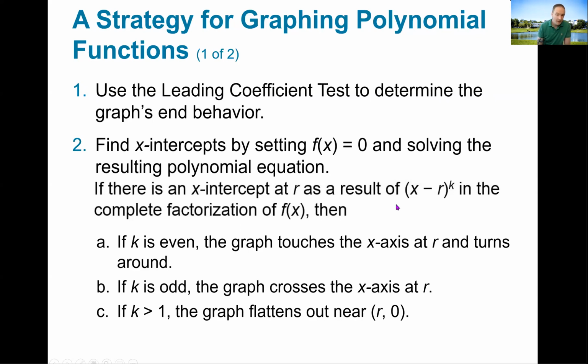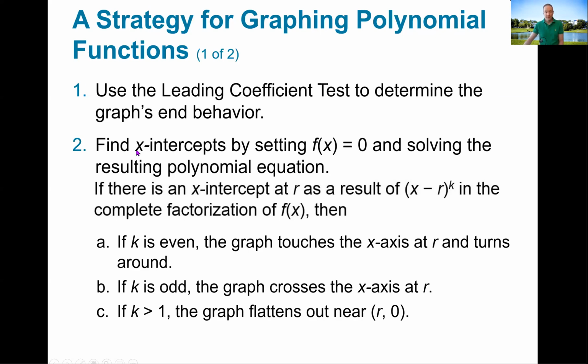If you have an odd function that is positive leading coefficient, it's going to start low and finish high. An odd function with a negative leading coefficient will start high and end low. If you have an even function that's positive, it's going to start high and end high. If you have an even function that's negative, it's going to start low and end low. And again, I think it's easy if you just remember the graphs of positive and negative x cubed and positive and negative x squared to remember that end behavior.